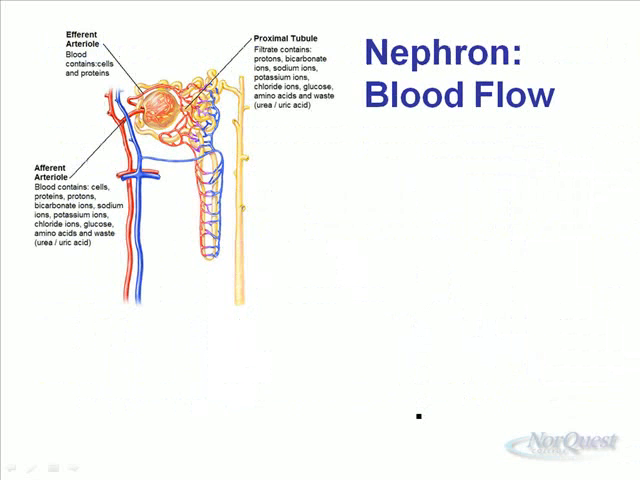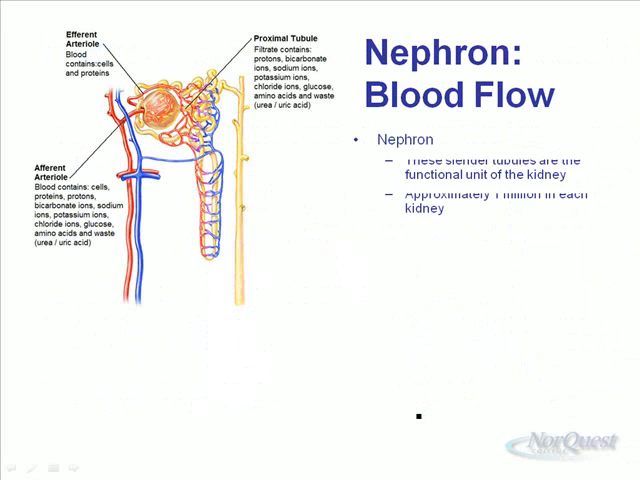So the first thing we're going to look at is blood flow. Blood comes from the renal artery, and the renal artery branches into a bunch of arterioles, afferent arterioles. And if we just take a look at blood composition in the afferent arteriole, it's the same as blood in the rest of the body. It's going to contain your blood cells, your red and white blood cells and platelets, proteins, protons, bicarbonate ions, sodium ions, potassium ions, chloride ions, glucose, amino acids, and waste material.